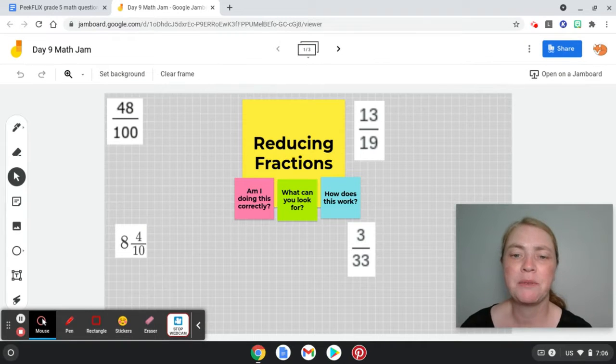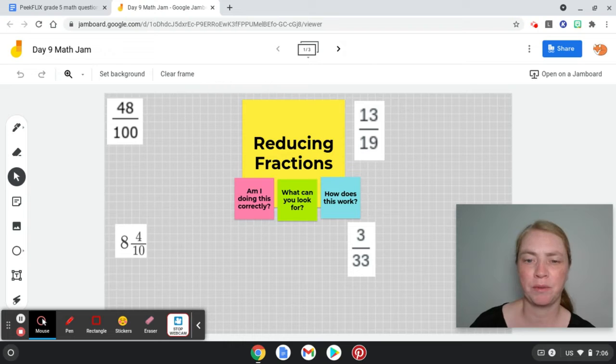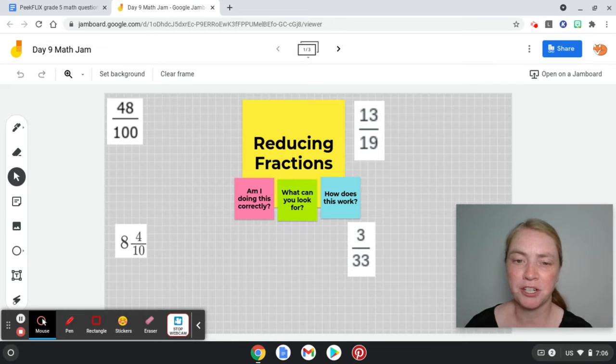Okay, so here we are today with our warm-up questions. So we have 48 100ths, 13 19ths, 8 4/10ths, and 3 33rds. Okay, I'm going to get started on a separate sheet of paper, but there are 3 questions that I kind of want to think about. Am I doing this correctly? So I need to make sure I'm following that same procedure for each one.